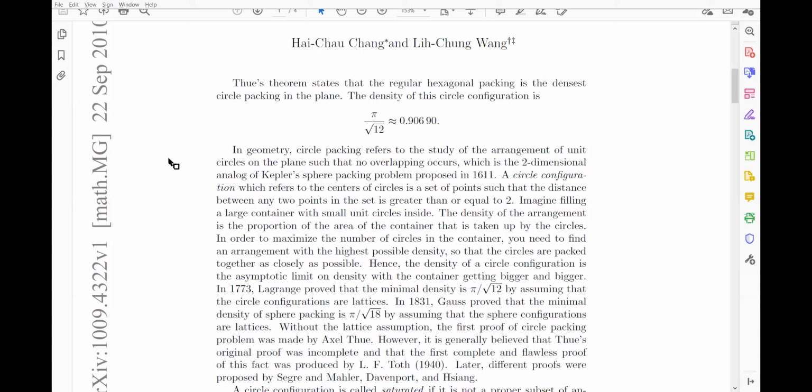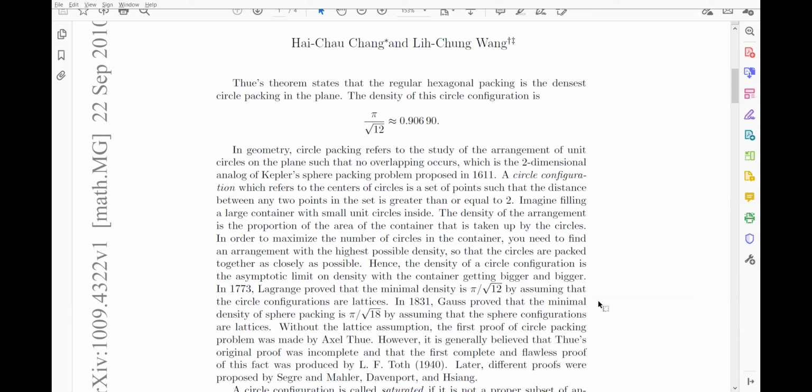When you're trying to decide whether or not something is correct, you can just look at something and say, text that doesn't really matter. Basically, all the stuff over here is just saying what we're going to prove. There's really no content in there at all. The result is that the density of the circle configuration is pi divided by square root of 2, or about 0.91, a little bit under 91%. It then lists some people and where the proofs are. It doesn't actually have references.